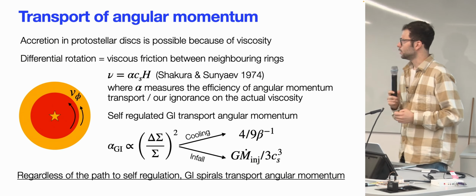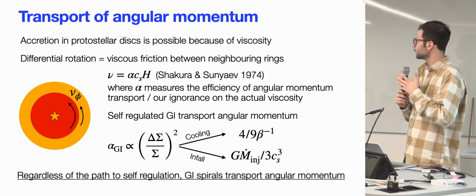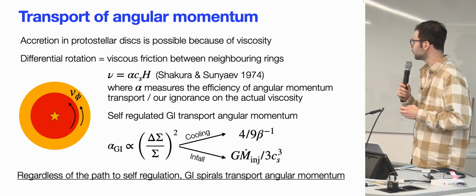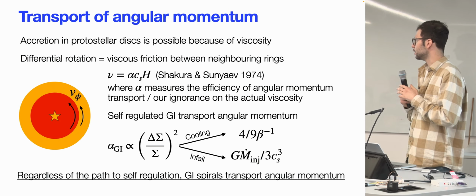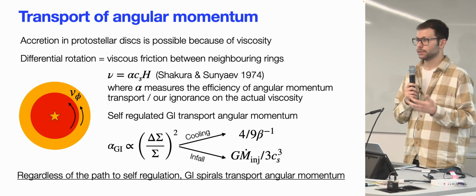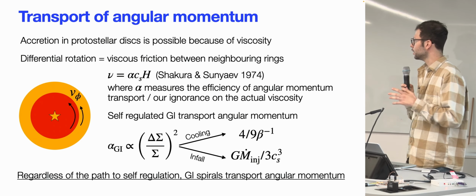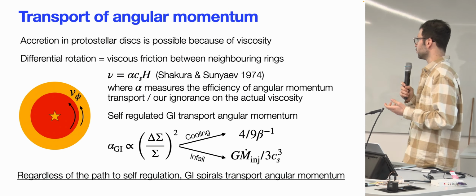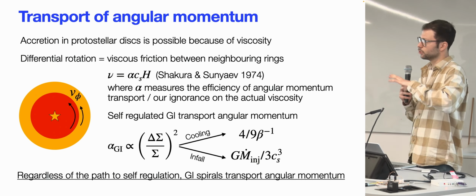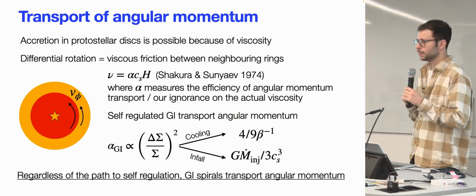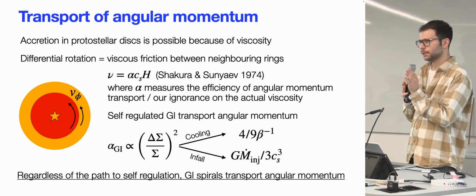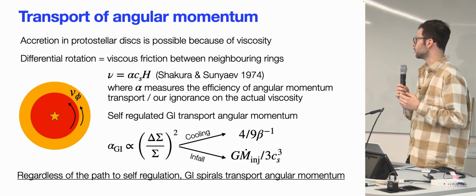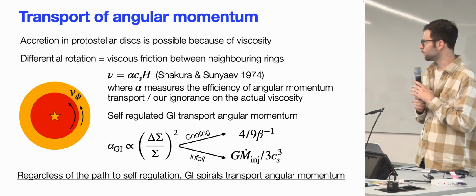So I'm mostly interested in the self-regulated case, where we don't observe fragmentation. In this case, the spiral perturbation can efficiently transport angular momentum. In general, accretion in protostellar disks is possible thanks to the viscosity. And protostellar disks are differentially rotating, meaning that between two neighboring rings of the protoplanetary disk, there is a viscous friction because they are rotating at different speeds.